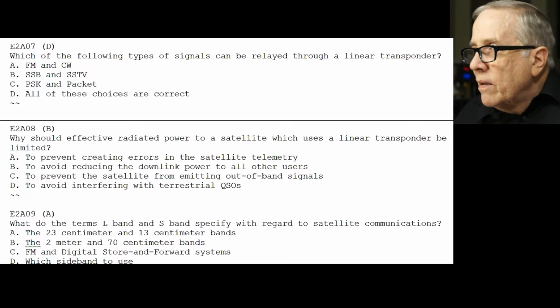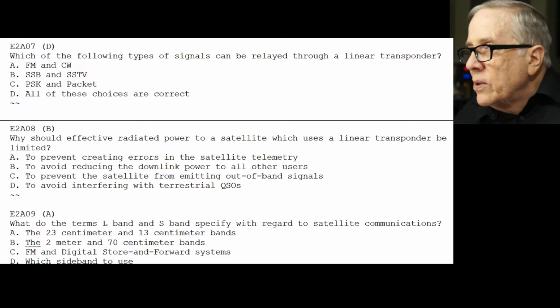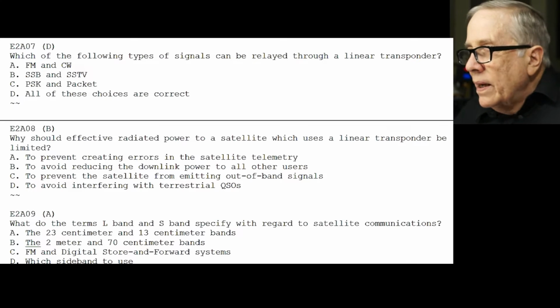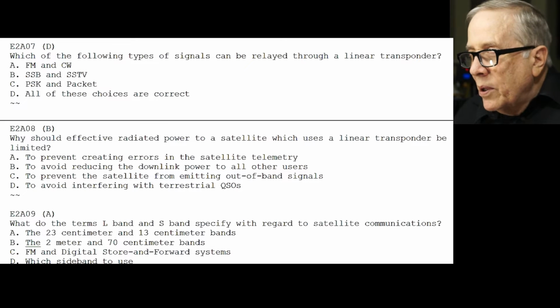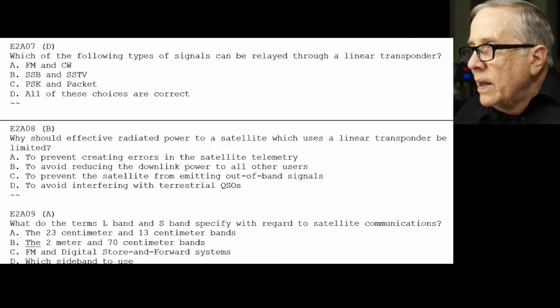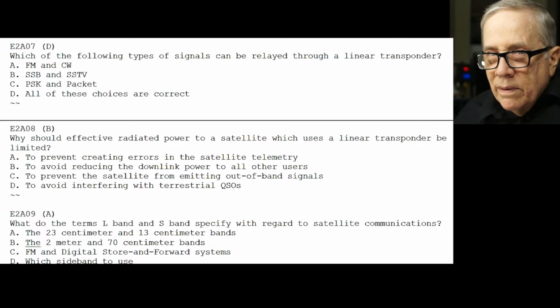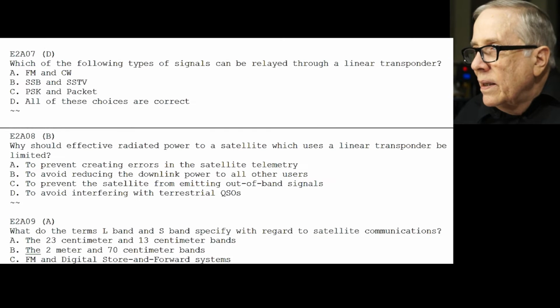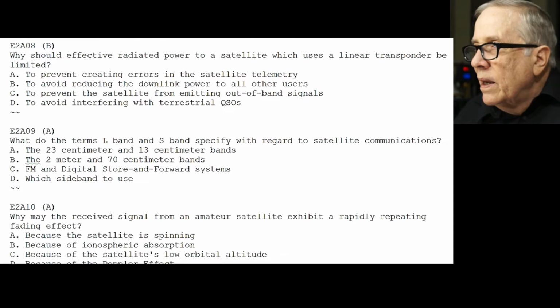E2A08, why should effective radiated power to a satellite which uses a linear transponder be limited? I think that's a pretty obvious answer. It's B, to avoid reducing the downlink power to other users. In other words, you could capture the satellite and nobody else could get in. At least that's my understanding.